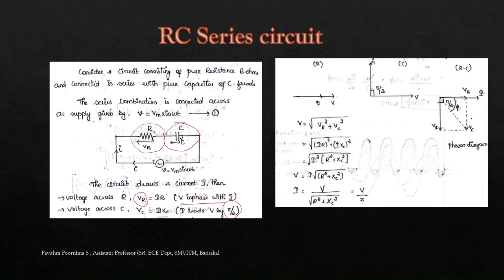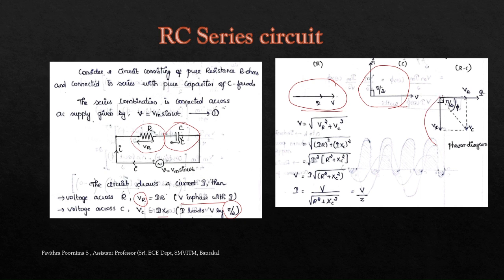To analyze the phasor diagram of the RC combination, we'll consider it separately, one for a pure resistor and one for a pure capacitor. We know that in a pure resistor, voltage and current are in phase. In a pure capacitor, the current leads the voltage by pi by 2. So this is the phasor diagram for R and C, where current leads voltage by pi by 2.